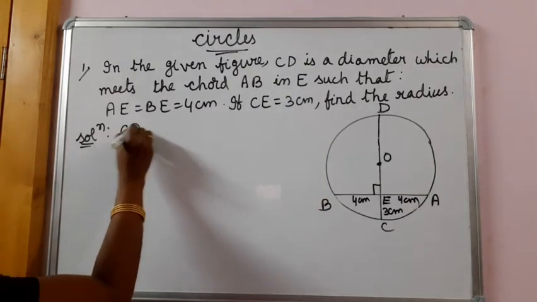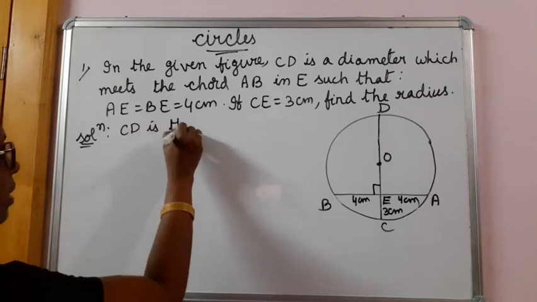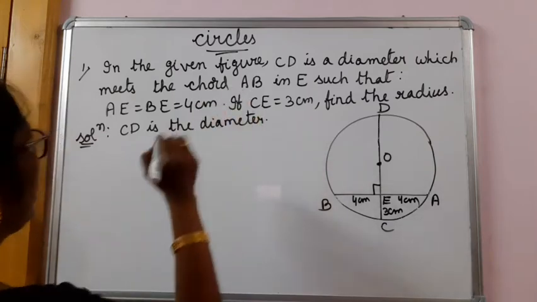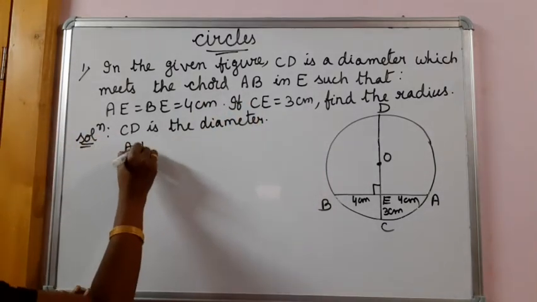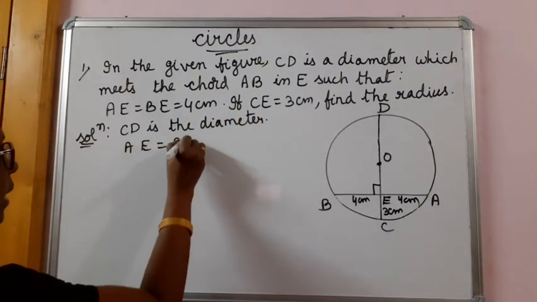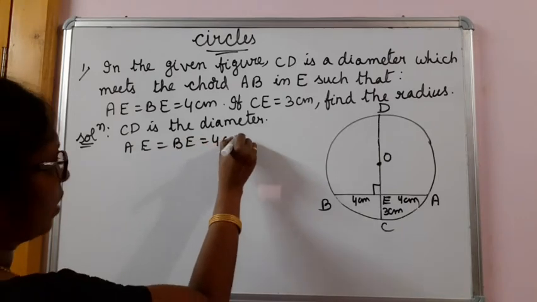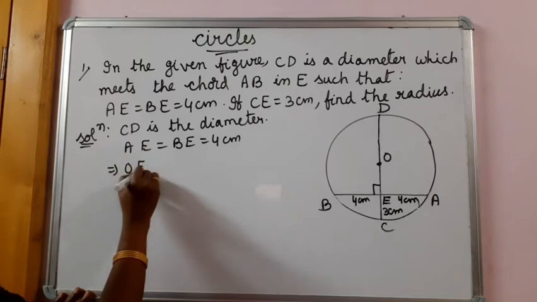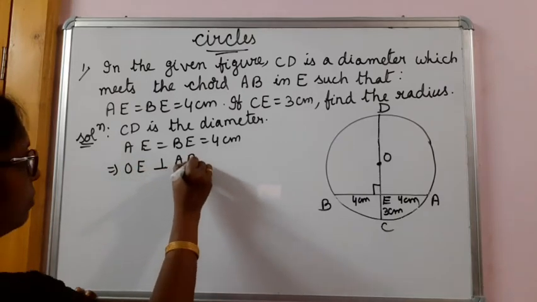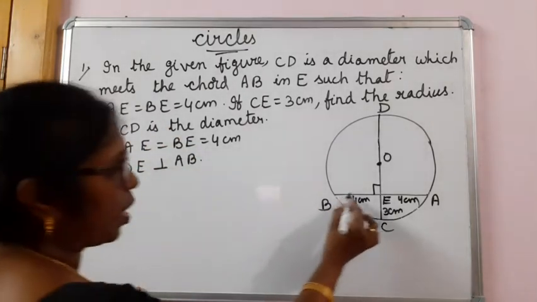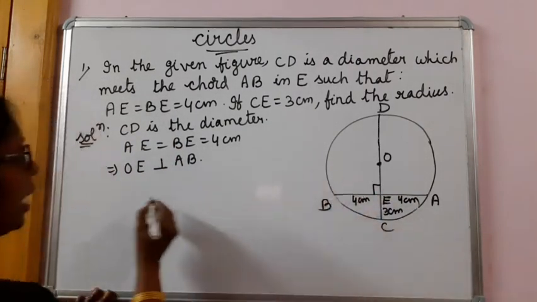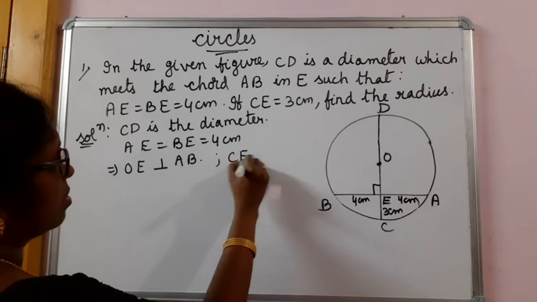Let me write what is given first. CD is the diameter given to us. Then AE is equal to BE, that is 4 cm. These two are equal. That implies OE is perpendicular to AB. Because these two are equal, OE is perpendicular to AB. And also CE is given to us, 3 cm.